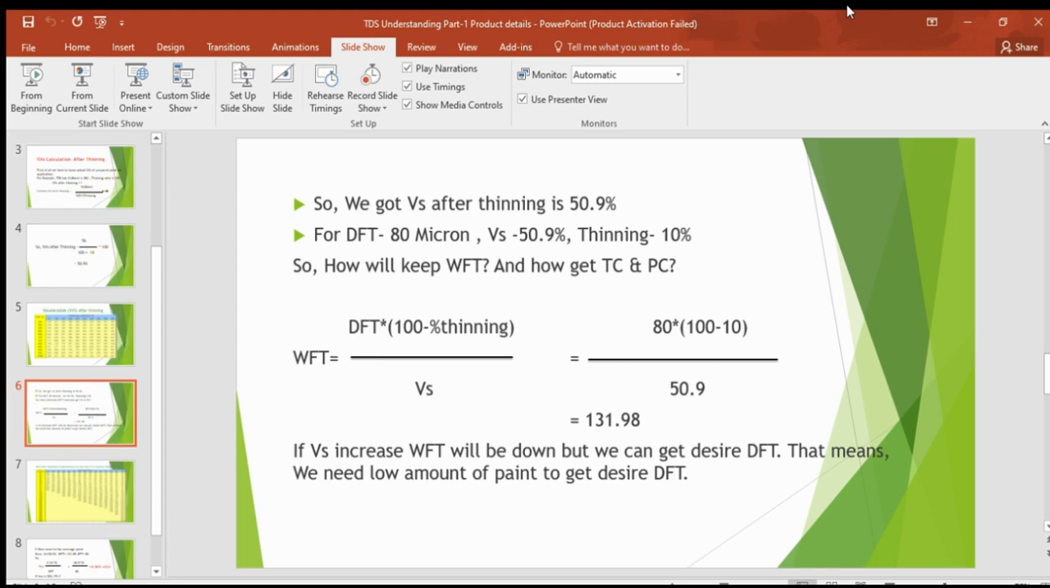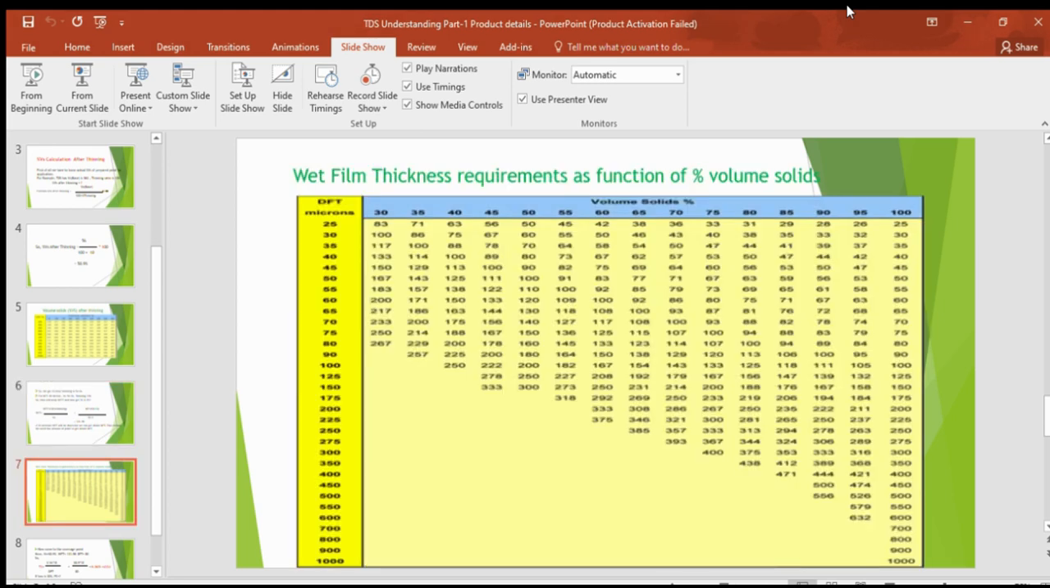So volume solid is the most important part in the TDS for paint application and to get more coverage. Here is the list of wet film thickness requirements as a function of percent volume solids. You can easily use this data according to percent volume solid.